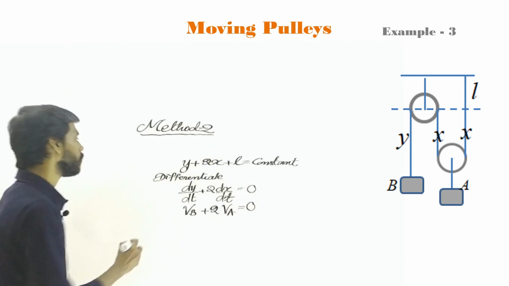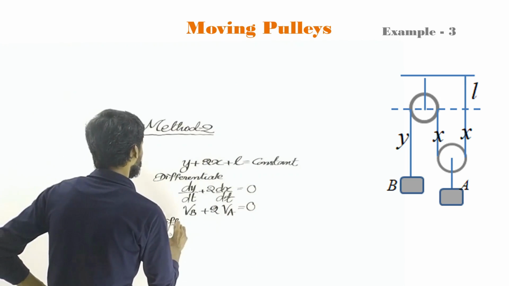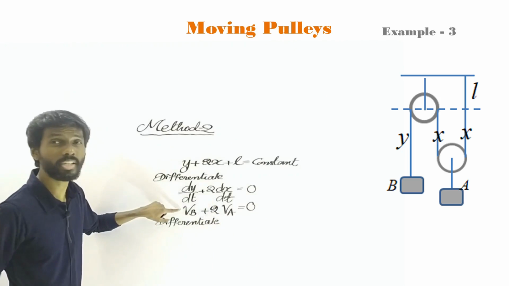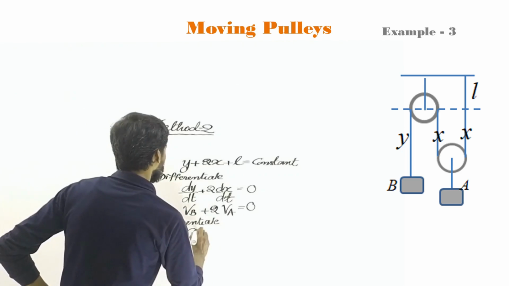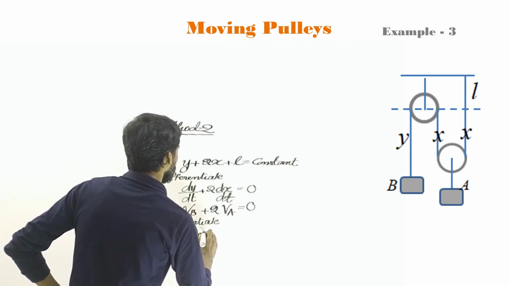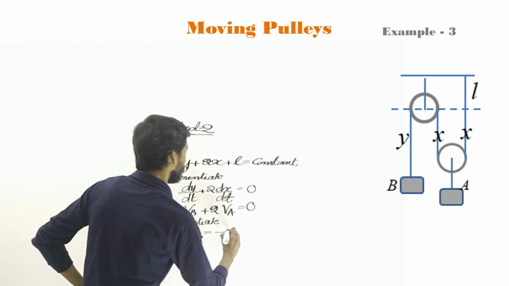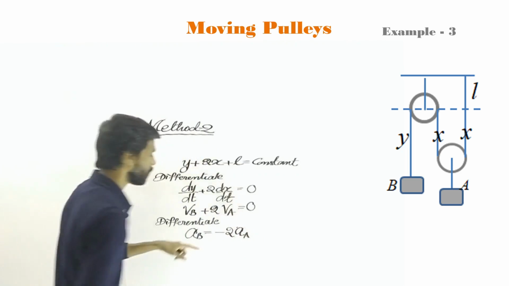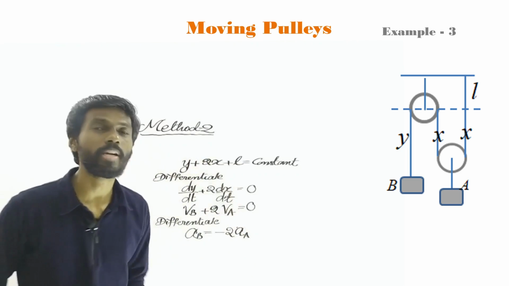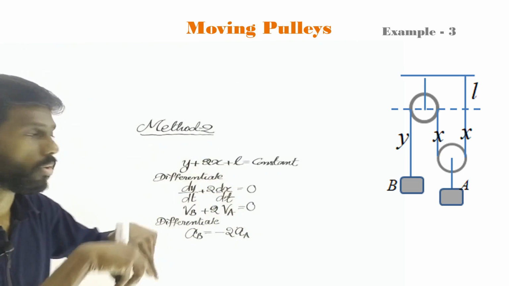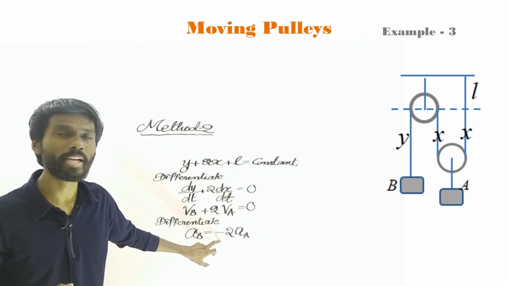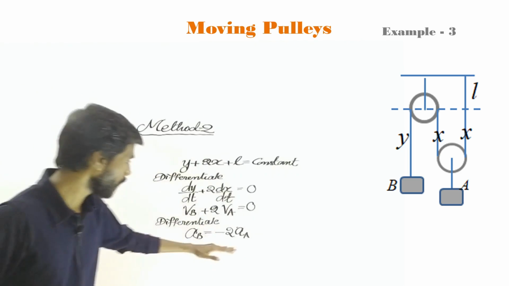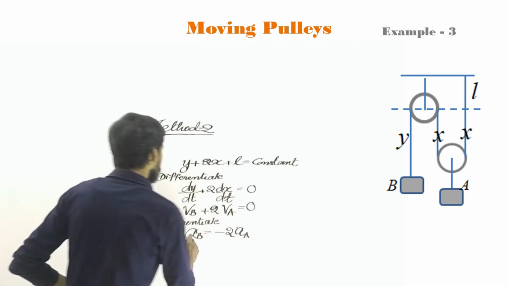Now what do we do? You can differentiate again. If you differentiate velocity, that becomes the acceleration. The acceleration of B equals 2 times the acceleration of the block A. That is the relation. There is a negative sign because one of them is going up and the other is going down, but if you just want the magnitudes, the acceleration of B equals 2 times the acceleration of A. So this is the relation between these two accelerations.